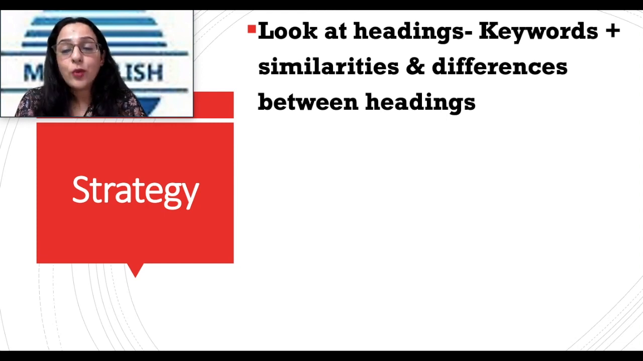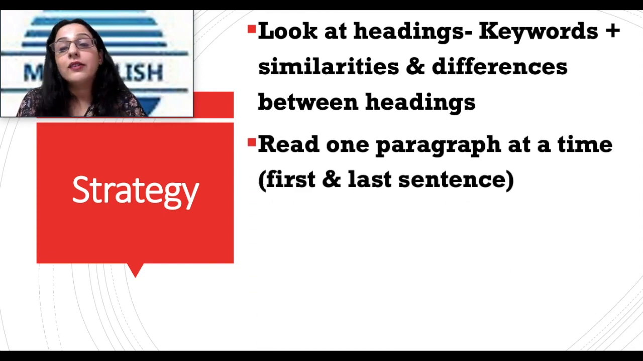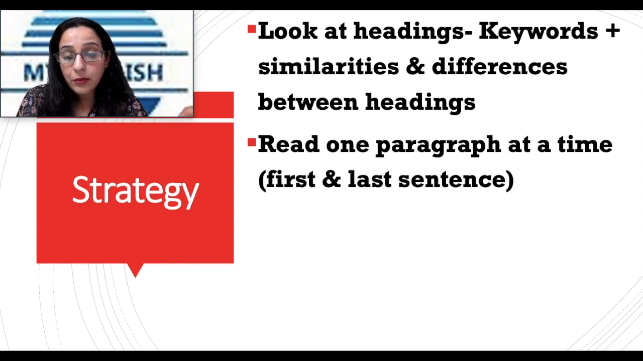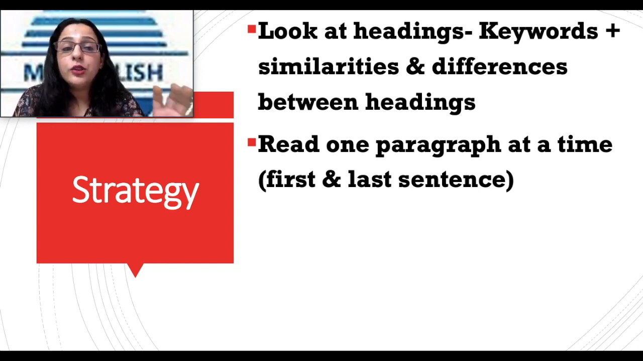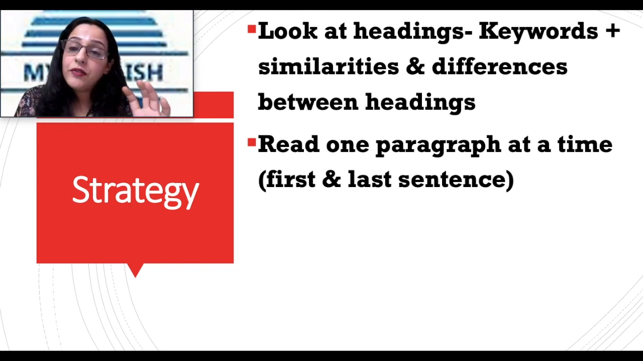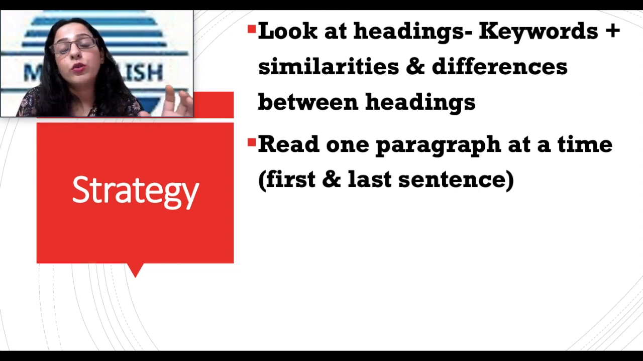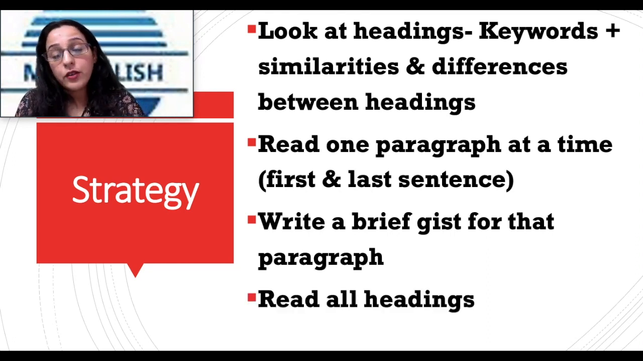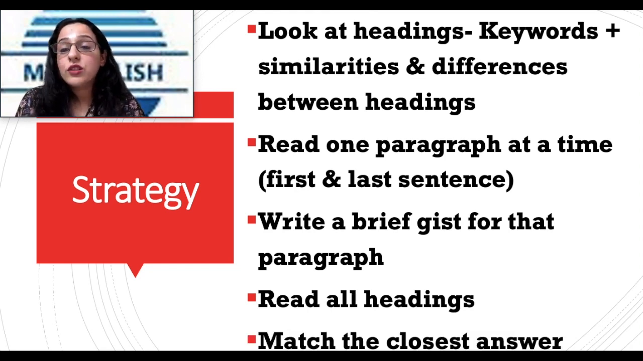So look at the question first. Then read one paragraph. What I meant by read paragraph wise is you read one paragraph at one time. Read it completely. Usually I would recommend to read the first and the last sentence. Try to see if you're able to figure out what could be a possible gist of that paragraph. After you've formed the gist, then you have to go to the headings again. Read all the headings. So you've read one paragraph, then you're reading all the headings. Then you match the closest answer.